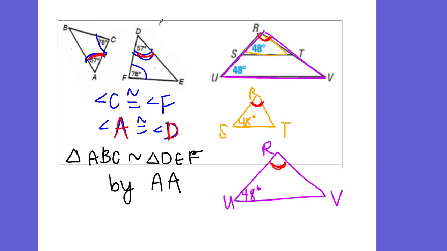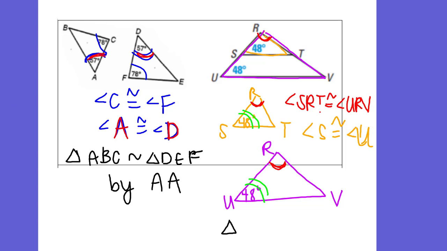So those top angles are congruent because those triangles overlap, and then these angles that are 48 degrees, those are congruent. So because angle SRT in the top triangle is congruent to angle URV in the purple triangle, and because angle S is congruent to angle U, I have enough info to then say that triangle RST should be similar to triangle RUV by angle, angle.